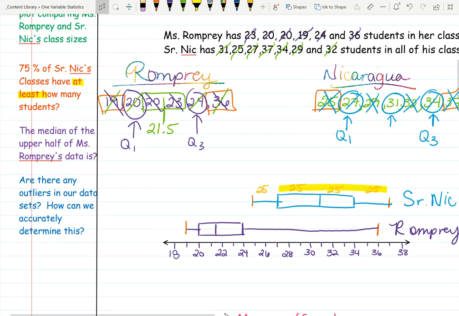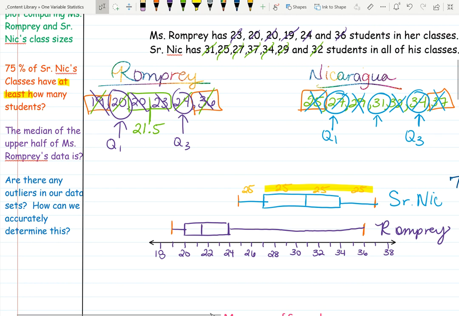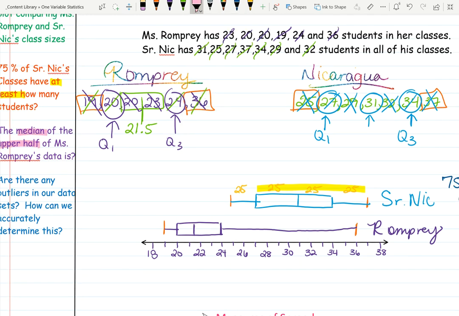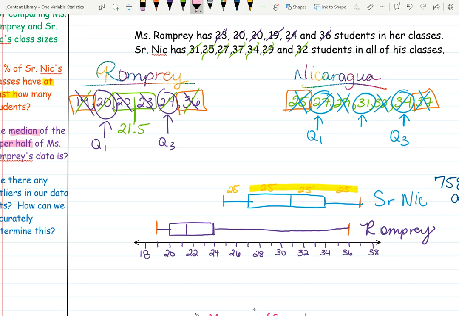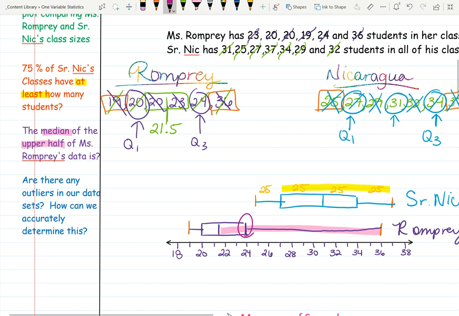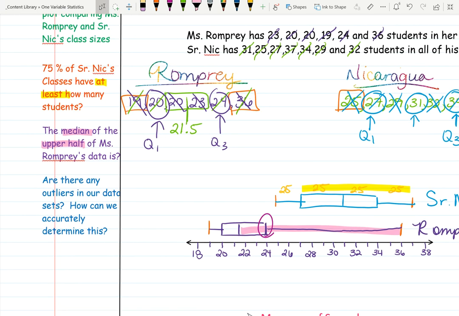All right. The median of the upper half of Miss Rompre's data is. All right, so there's a couple keywords here. So we're looking at median, yes, but the median of what? The median of the upper half of my data. So remember, 25%, 25%, 25%, 25%. So I'm just focusing on the upper half of my data. So where would the median of the upper half be? So of this 50%, where's the median? Our Q3. So the median of the upper half of my data is 24 students.